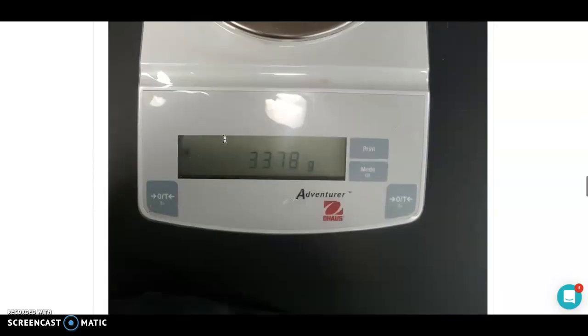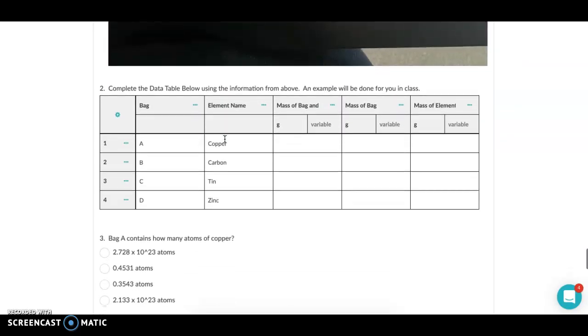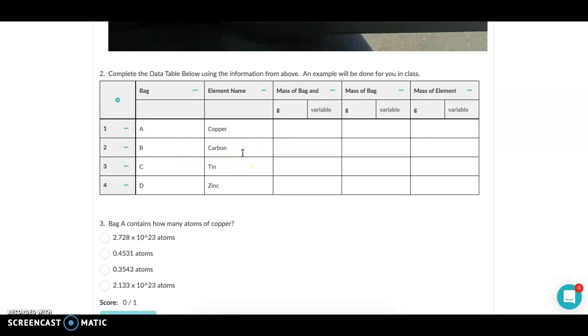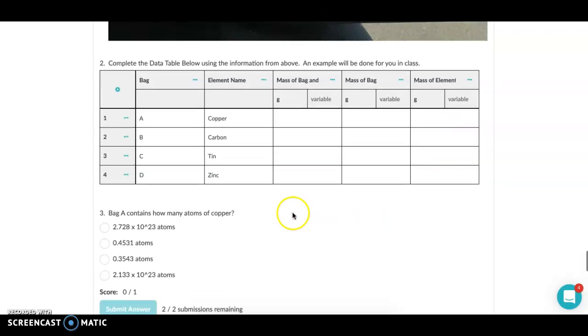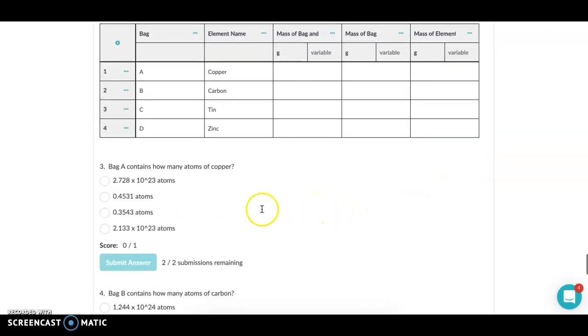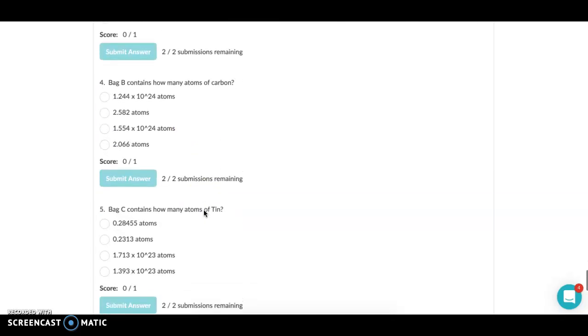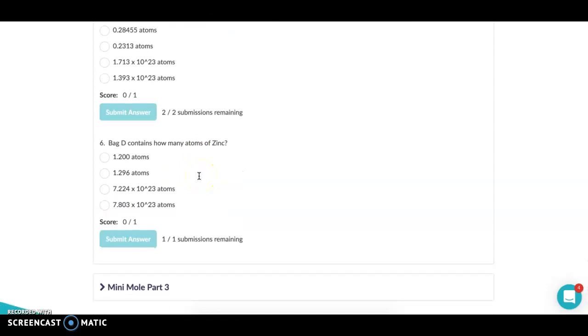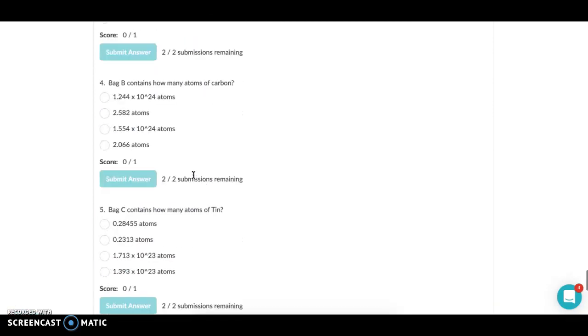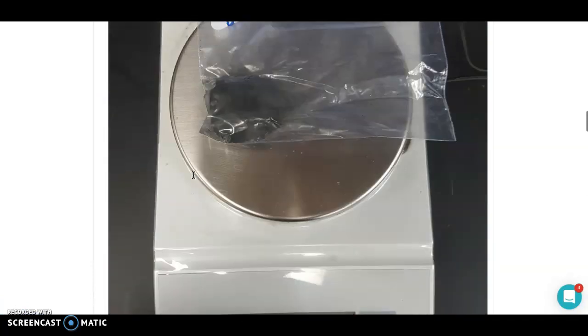So again, if I scroll down through all 4 examples, there's a data table to assist you to record the mass of the bag and the element and the mass of just the bag. So what is the mass of the copper, the mass of the carbon, the mass of tin, and the mass of zinc? Once you know the mass of each element, you can then calculate. Make sure you choose the correct option. So bag A contains how many atoms of copper, B contains how many atoms of carbon, and so on. Do those calculations correctly and choose the right answer to complete part 2.